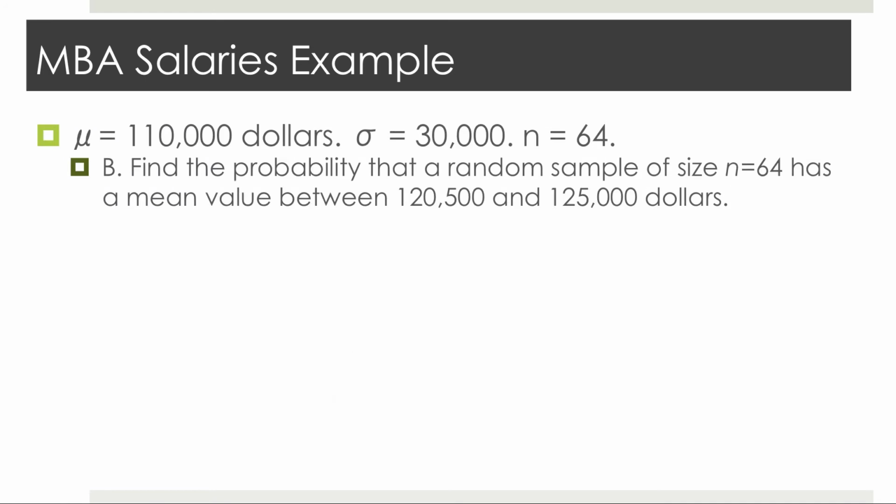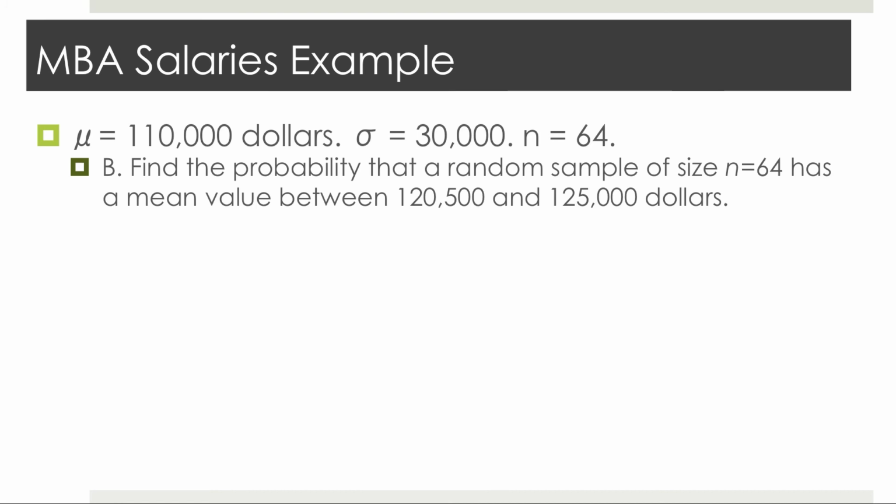So now let's take a look at the second question. Part B says, find the probability that a random sample of size n equals 64 has a mean value between $120,500 and $125,000. Now, the wording here is correct because we're trying to figure out how likely it is that if you had a sample size of n equals 64, the mean of that sample is between these two numbers. So this is a correctly worded problem.